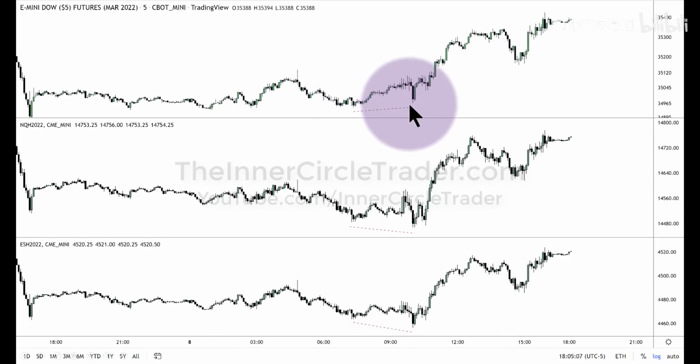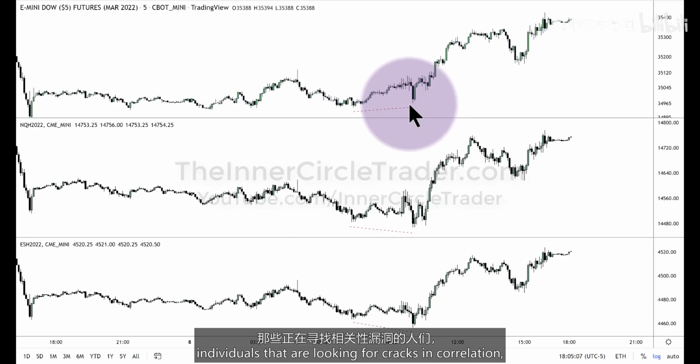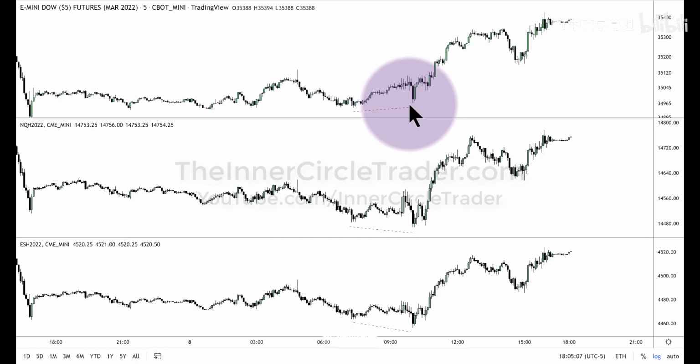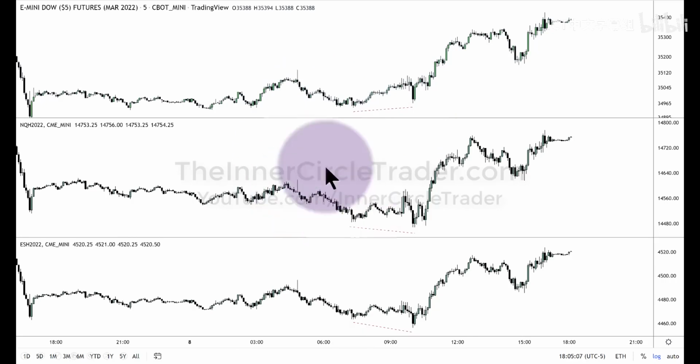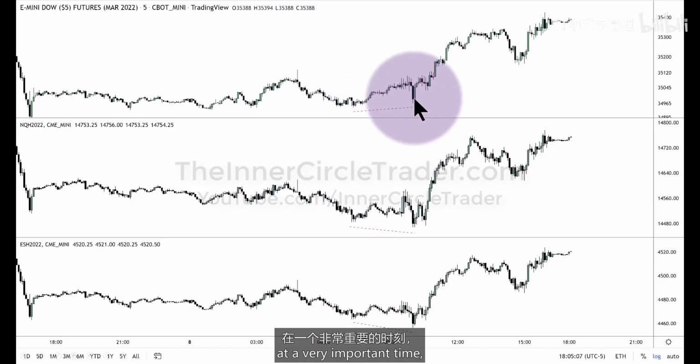That tips off individuals that are looking for cracks in correlation. Okay, correlation would be they are moving lower here, here, and here. But that correlation where they move in tandem together cracks here at a very important time, right when the NASDAQ and the S&P are trading below its old low.